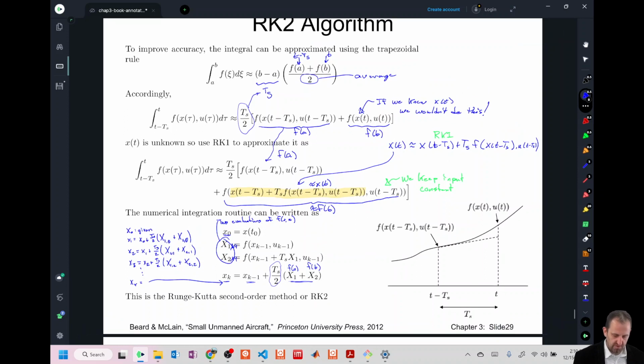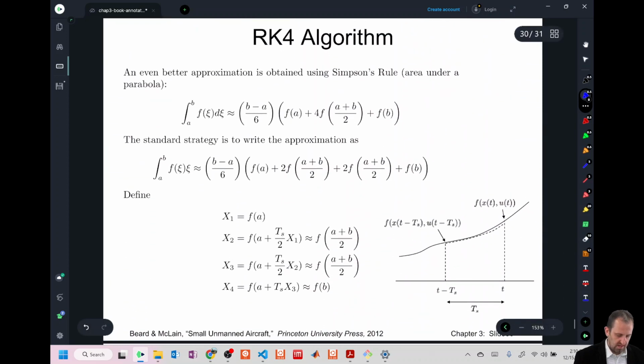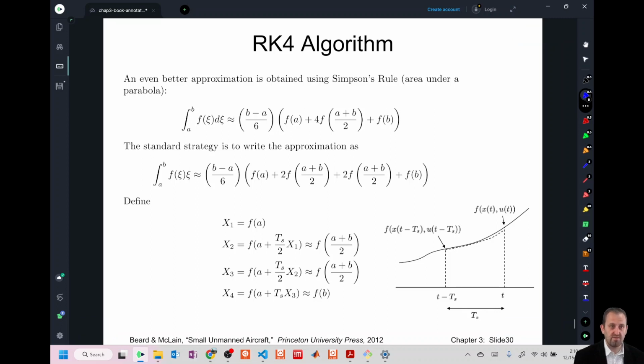Just as a review, we're using an approximation within our approximation, right? So it's getting us less error, but there's still going to be some error there. Now we'll step through and we'll do RK4. RK4 now uses Simpson's rule for integration, and we're going to approximate the evolution of our state using a parabola instead of, in the RK2 we did a trapezoid, in RK1 we just used a straight line.